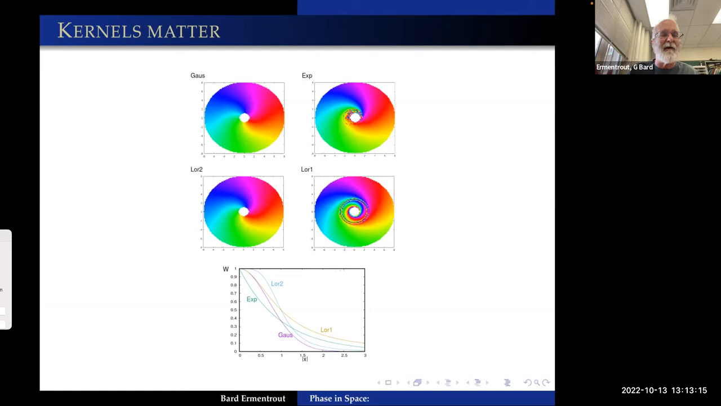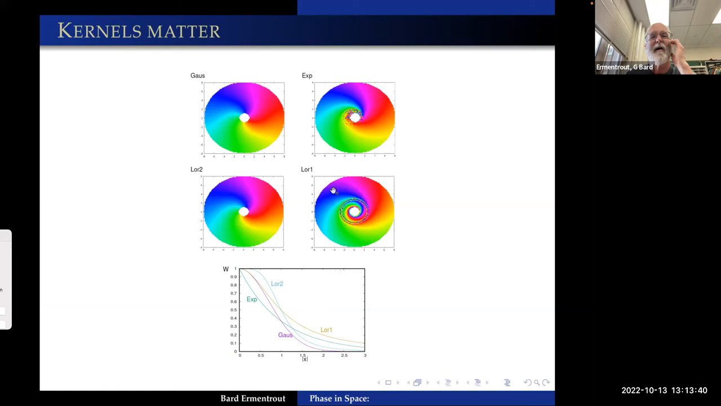Kernels matter. That is to say, the type of interaction matters. Here I'm going to show four examples of kernels. One is a Gaussian, one is an exponential, one is a Lorentzian, which goes like 1/distance squared, and one is Lorentzian squared, which goes like 1/distance to the fourth.